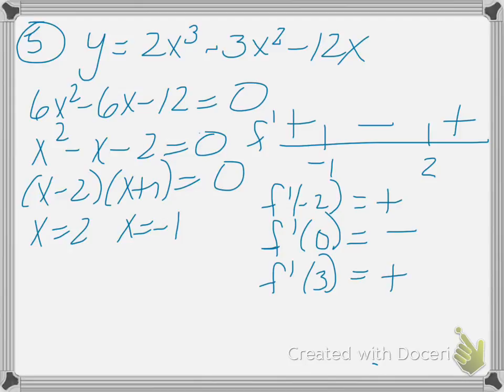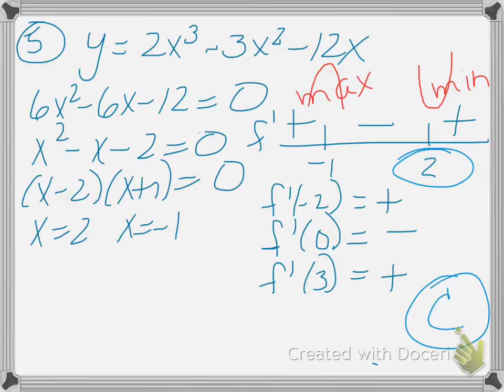Okay, so let me just change colors for a minute. Okay, so at negative 1 it was increasing and then decreasing. So there would be a max. And at 2 it was decreasing, then it was increasing, so there would be a min. So this one's a max, this one's a min. And we're supposed to be looking for a min, so it's going to be right here when x equals 2, and so that was choice C.